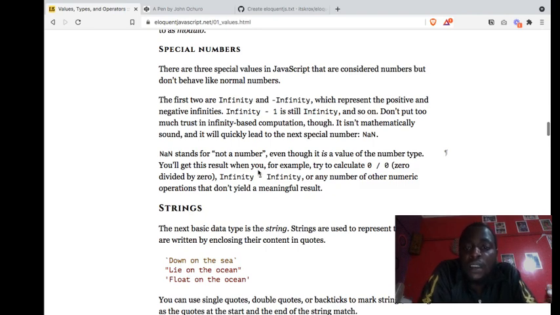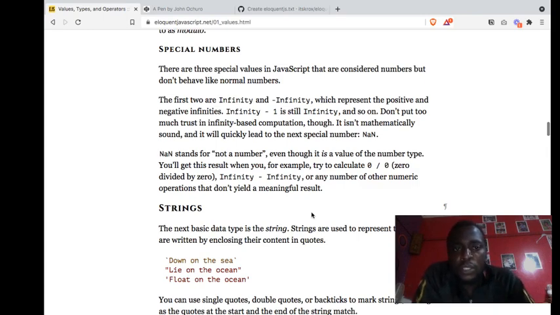Even though it is a value of the number type, you'll get this result when you, for example, try to calculate 0/0, or Infinity - Infinity, or when you apply other numeric operations that don't yield a meaningful result. You're going to get not a number.